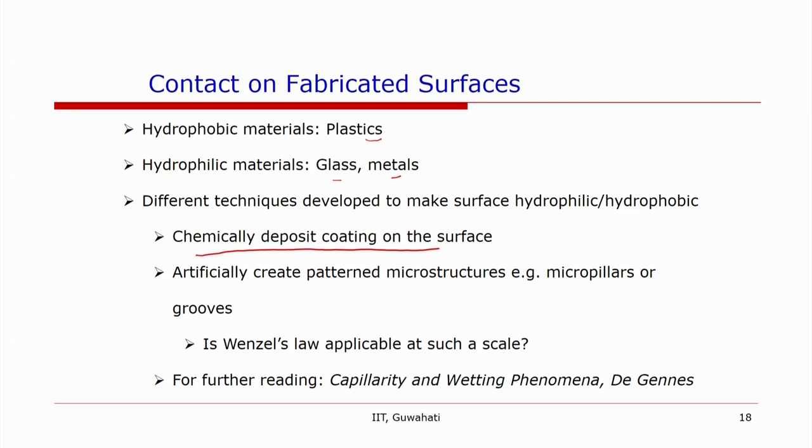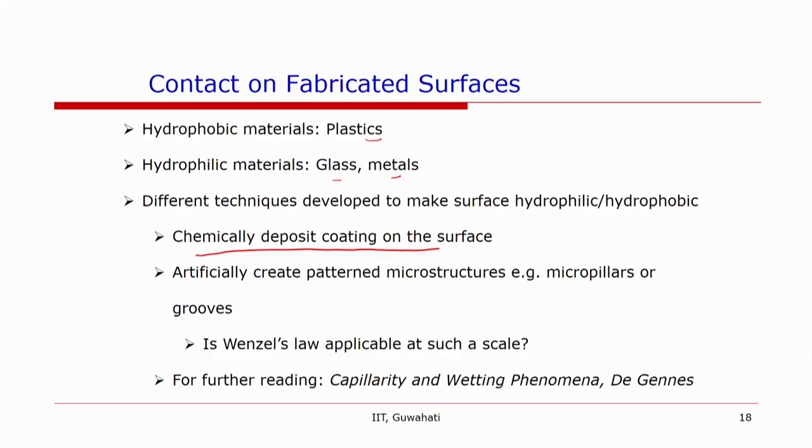Or the other way, one can have microstructured patterns, micropillars or grooves on the surface. For example, all of us have seen lotus leaves, and seen that water does not stick to the lotus leaf, it just rolls over it. So the lotus leaf is almost a super hydrophobic surface. Inspired by this phenomenon in nature, people have tried to develop surfaces which can achieve super hydrophobic nature. There has been a lot of research behind what the wetting and dewetting nature is on such surfaces. So we are not going to cover this.